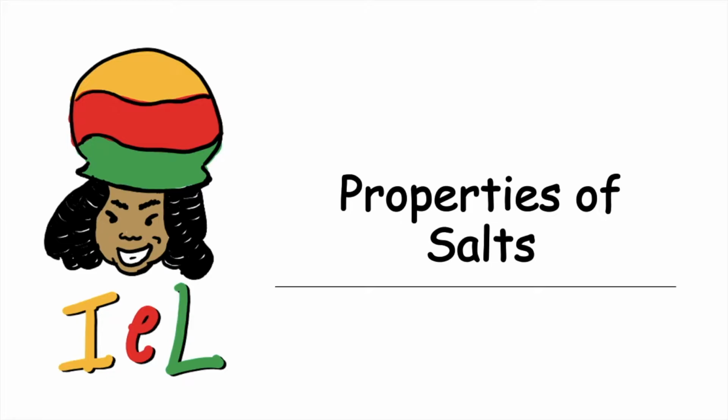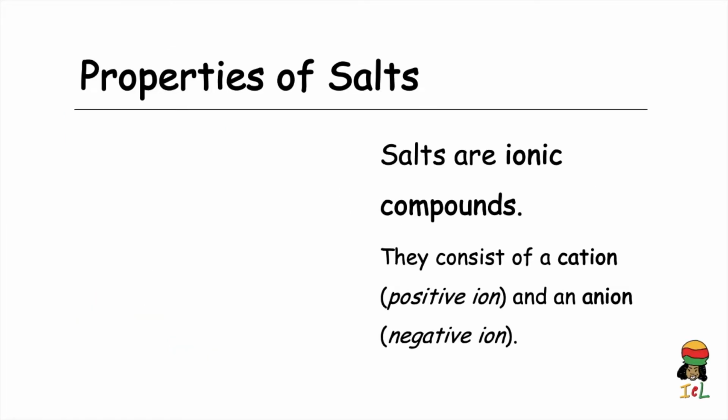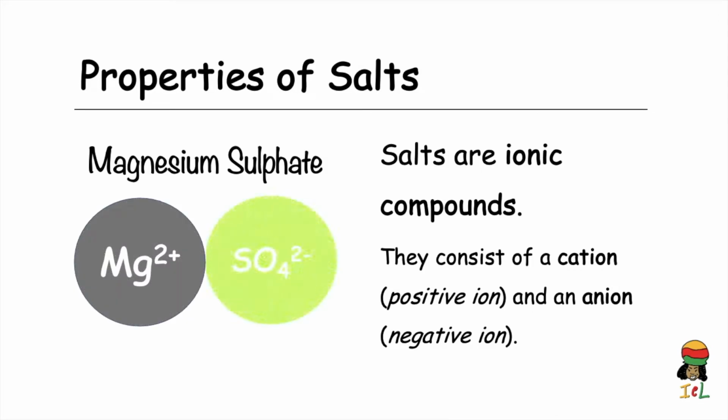In this next section of the lesson, we will state the properties of salts. First property, salts are ionic compounds. They consist of cations and anions. For example, magnesium sulfate contains magnesium ion and the sulfate anions bonded together ionically to form MgSO4.